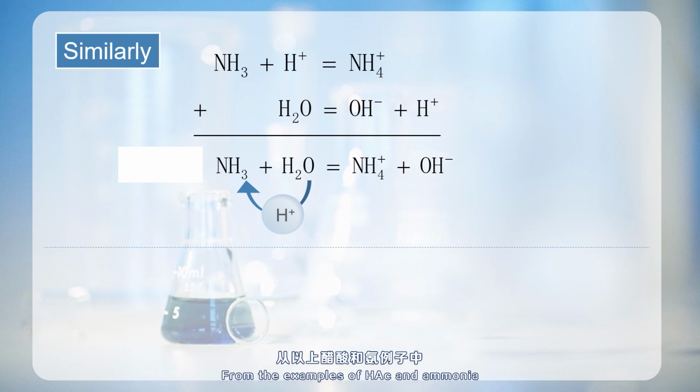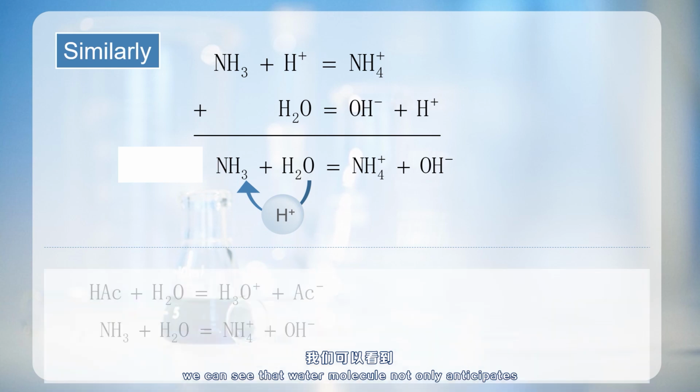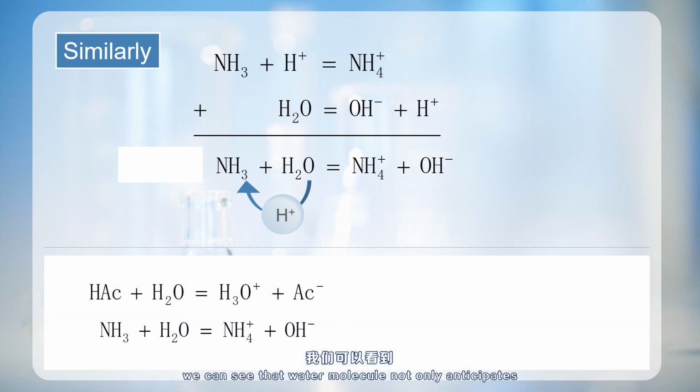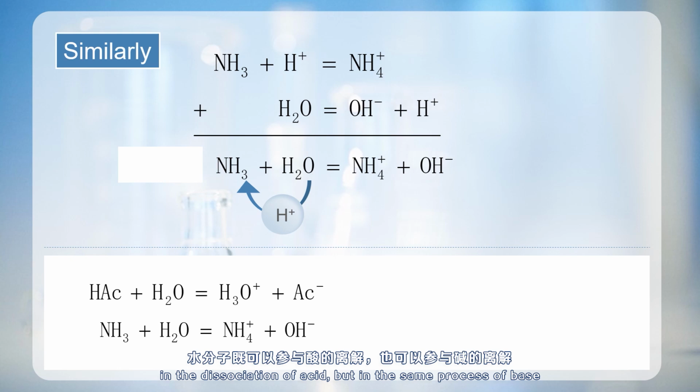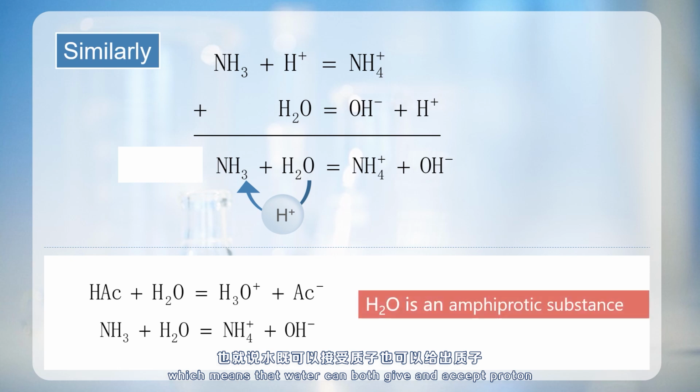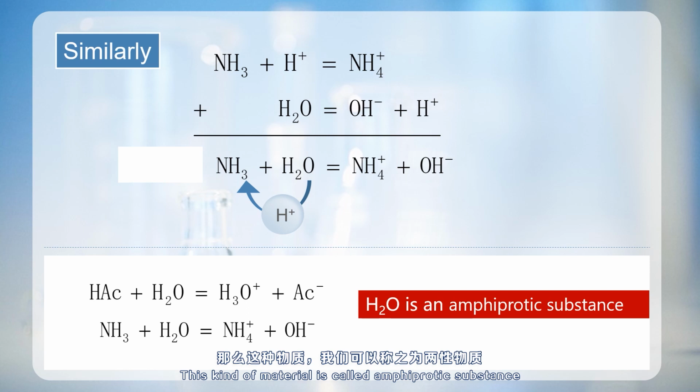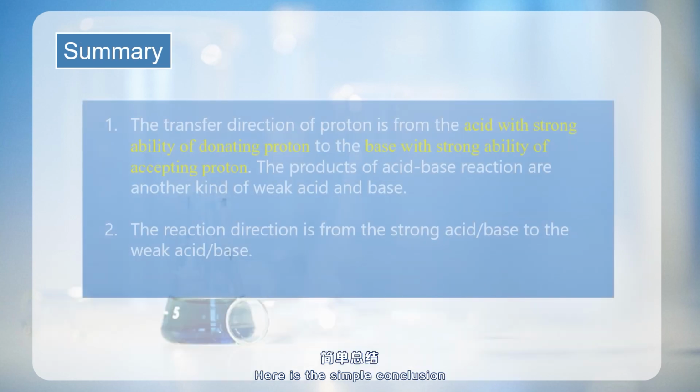From the examples of acetic acid and ammonia, we can see that water molecule not only participates in the dissociation of acid, but in the same process of base, which means that water can both give and accept proton. This kind of material is called amphiprotic substance. Here is a simple conclusion.